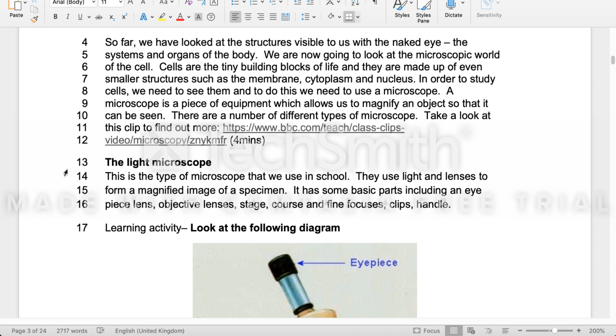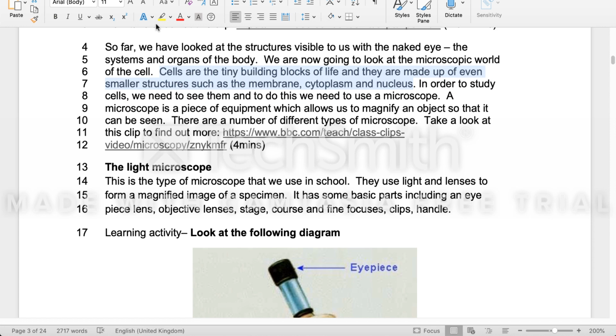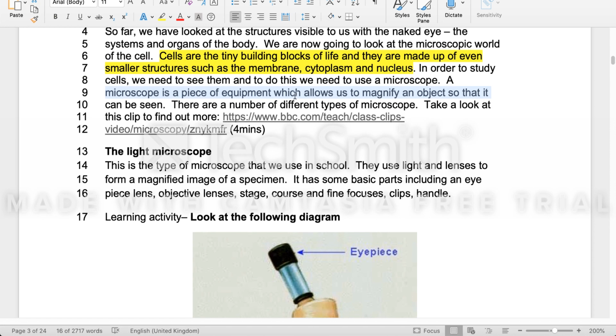So far we've looked at structures visible to us with the naked eye. Okay. We've looked at organs and organ systems and organisms, which we can all see if I was to cut myself open. The systems and organs of the body. We are now going to look at the microscopic world of the cell. And I want you to highlight this next sentence here. Cells are tiny building blocks of life, and they are made up of even smaller structures, such as the membrane, the cytoplasm, and nucleus. All right.